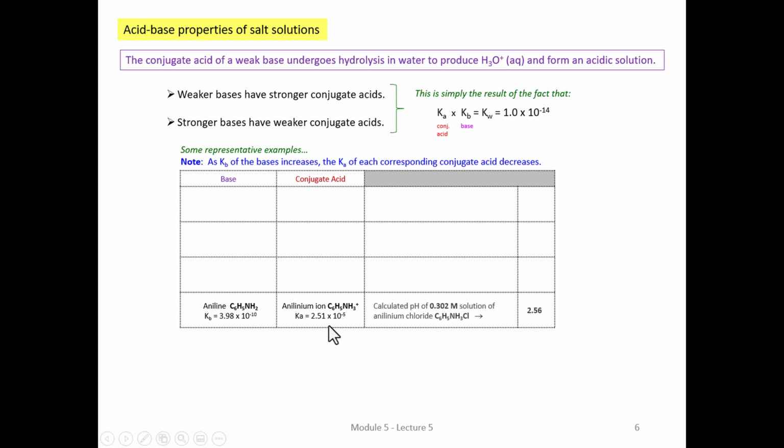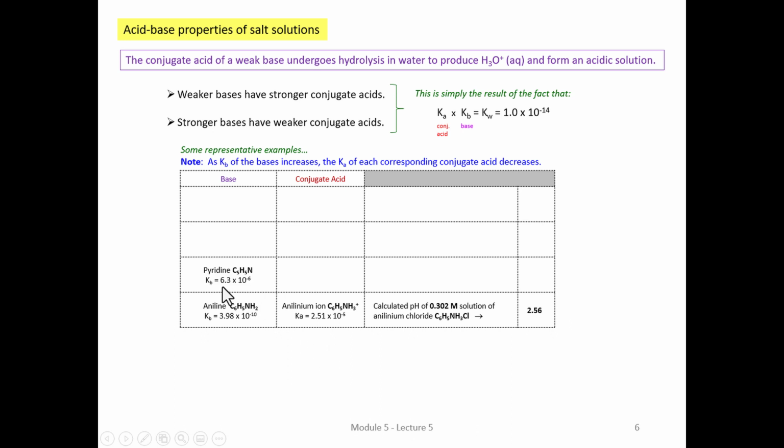Well, what would be the calculated pH of a 0.302 molar solution of anilinium chloride? Notice here again, we can't just get a bottle of anilinium ion off the shelf. We need it paired with something that will not interfere in our little experiment. Chloride is neutral, so this is a source of this ion. And we find that this is fairly acidic, a pH of 2.56.